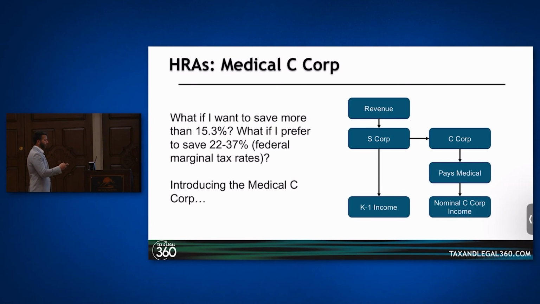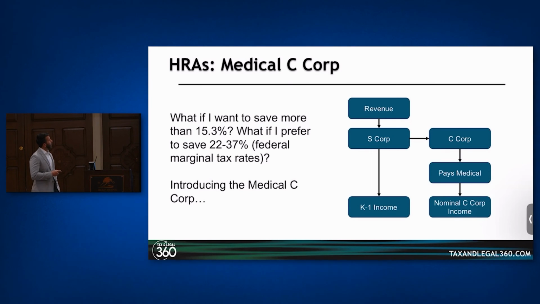So as I mentioned earlier, what if I want to save more than 15.3%? What if I prefer to save anywhere from 22 to 37%? And again, where are these numbers coming from? That's your marginal tax rate, right? That's the tax brackets, okay? So again, I said it earlier, but I'll just repeat it now.